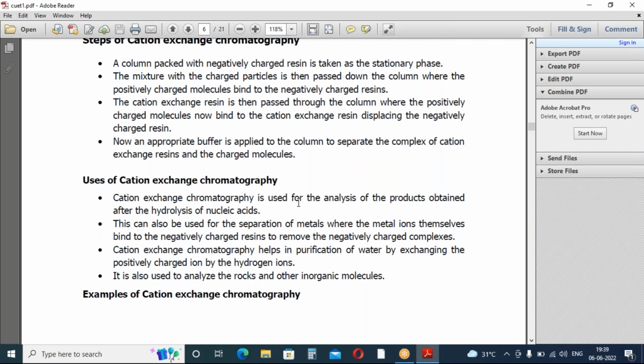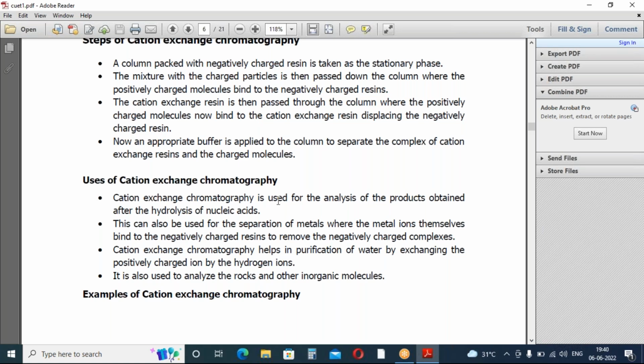components from the crude extracts or the crude tissue samples, which may contain nucleic acids and proteins, so different components are present, carrying positive ones and also negative ones. After the hydrolysis of nucleic acids, the components have to be separated, so cation exchange chromatography is used. This can also be used for the separation of metals that mainly form different types of complexes, and it also helps in purification of water, and is also used for analyzing rocks and other inorganic molecules also.